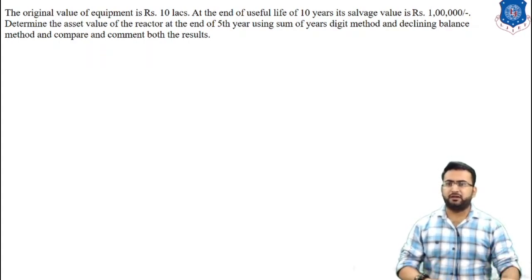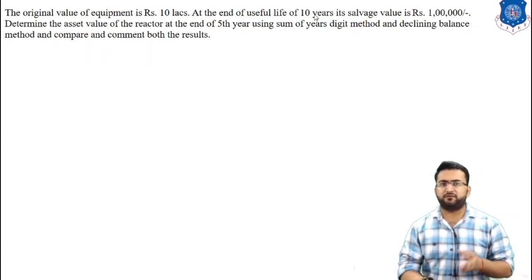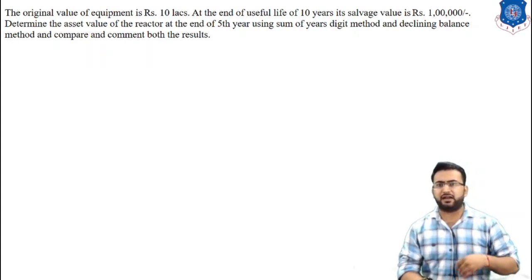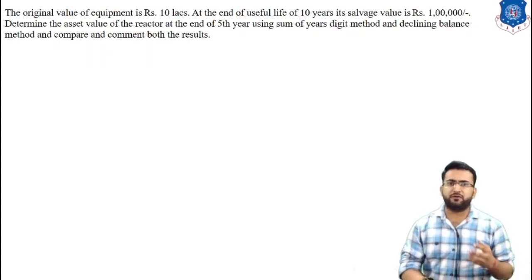In this numerical, given that the original value of equipment is 10 lakh rupees, the end of useful life is 10 years, and its salvage value is 1 lakh rupees. Determine the asset value of the reactor at the end of the 5th year using the sum of the year digit method and have to compare both methods.